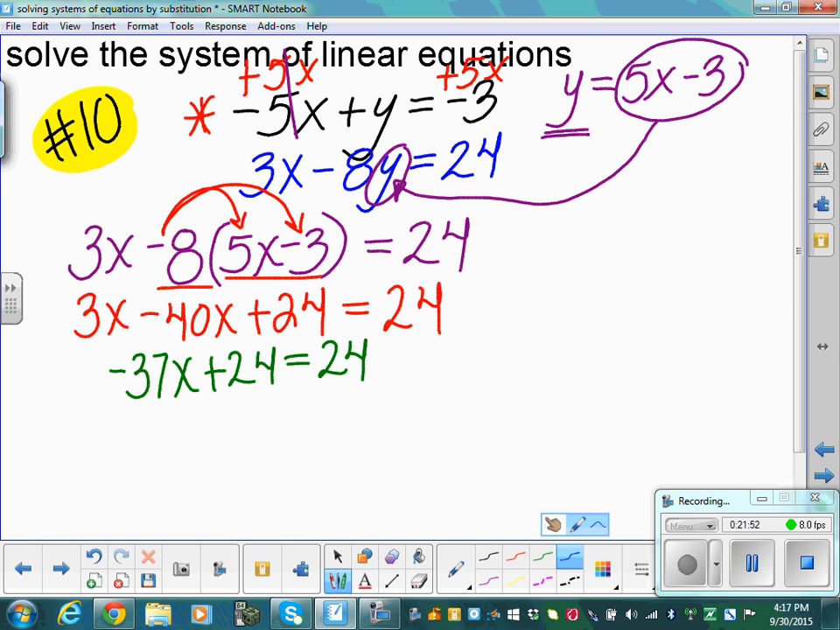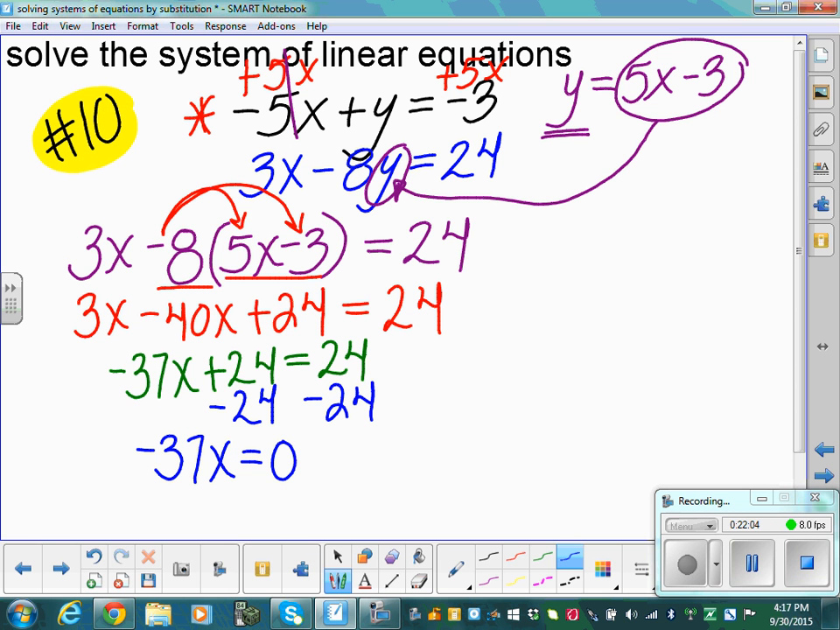Now solving for x piece by piece, we'll subtract 24 from both sides of the equation, leaving me with -37x is equal to 0. So then we'll divide both sides by -37. So x is equal to 0 divided by -37 is 0. So we have x is equal to 0.